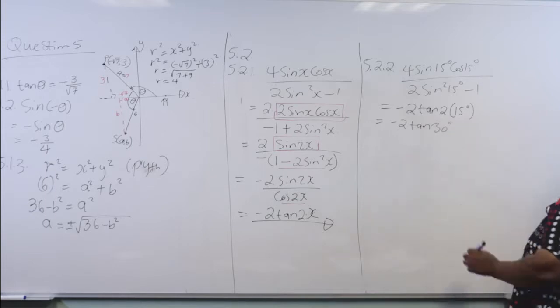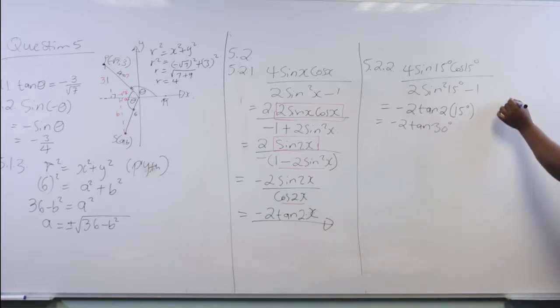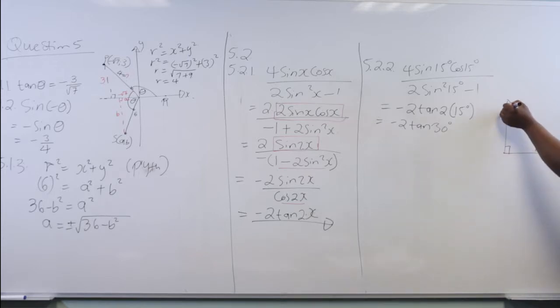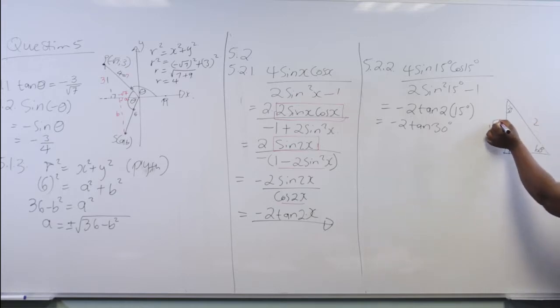Folks, we have special angles. If you quickly run to your special angles for 30, this is your special angle. It's a right angle triangle. So if this is 30, this is going to be 60. Remember, the sum of the angles in the triangle is 180. So then 30 will have 1 there and the square root of 3.